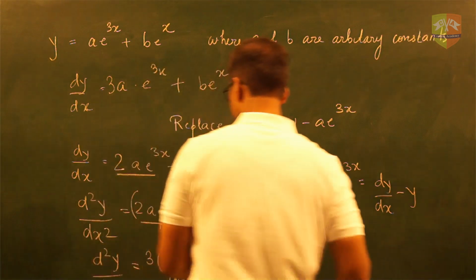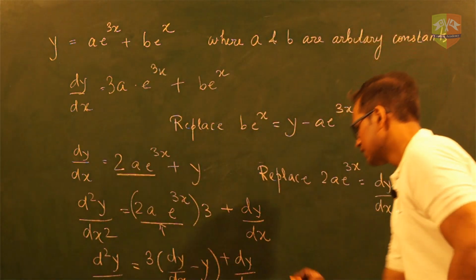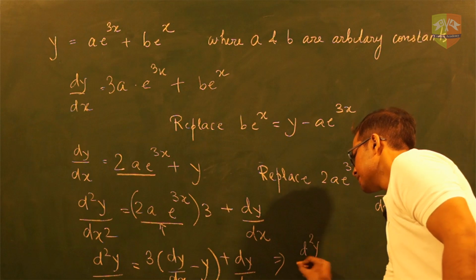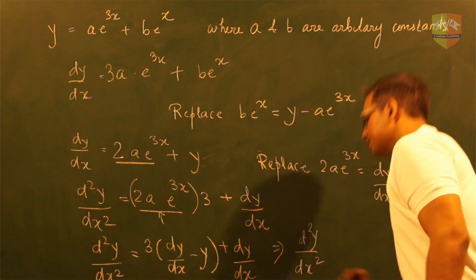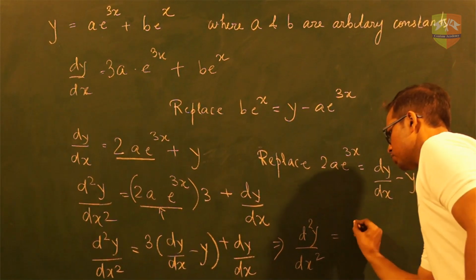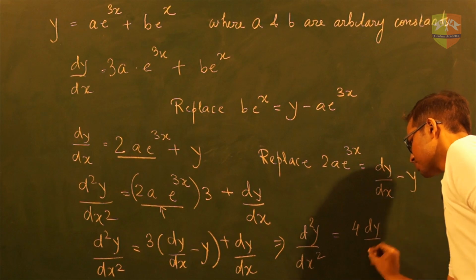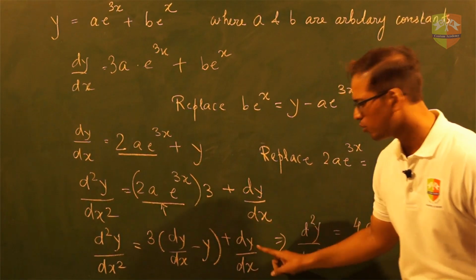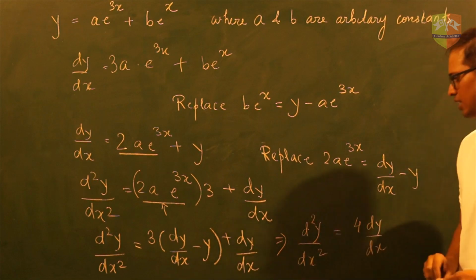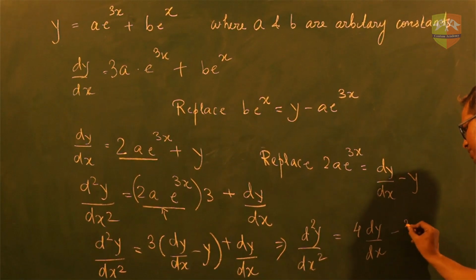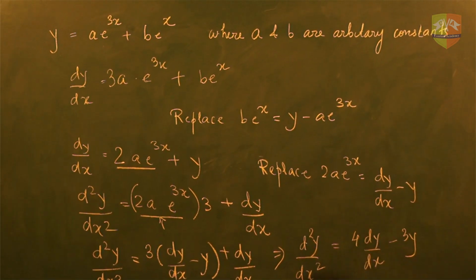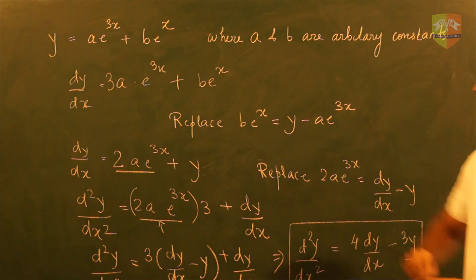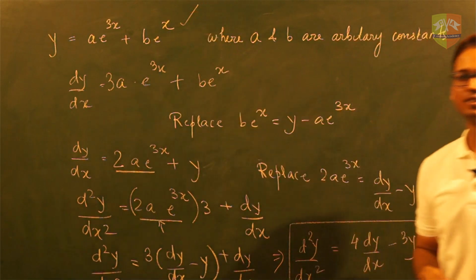So summing this up, we can conclude that the differential equation formed for this family of curves will be d2y by dx square equal to 4 dy by dx. Why 4? Because there is a 3 dy by dx here and 1 dy by dx is over here, minus 3y. Okay, so this is the differential equation for the family of curves given by this.